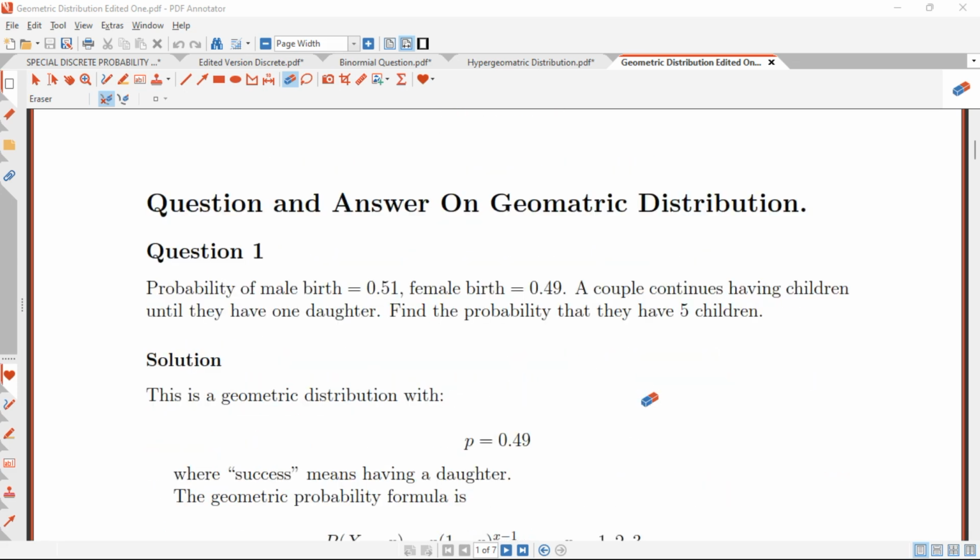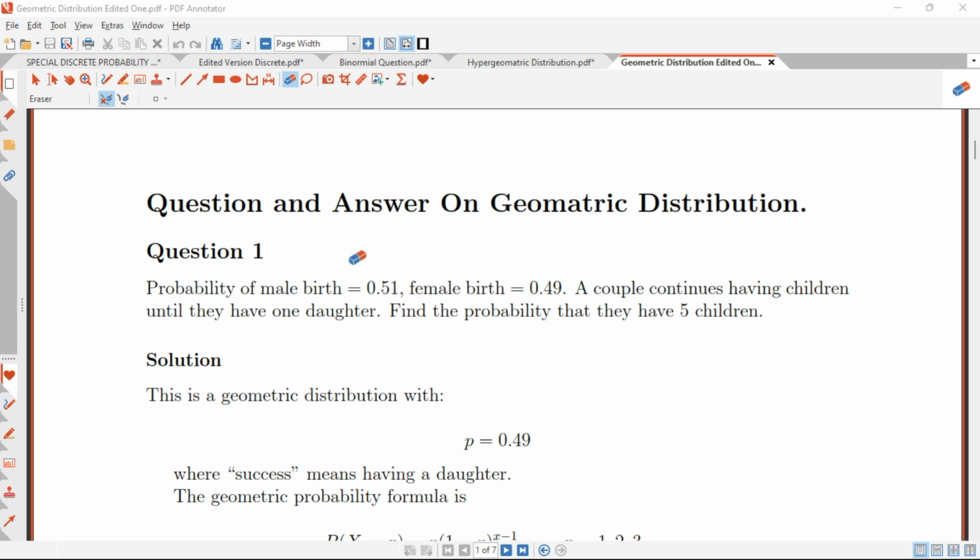Today I'm going to continue our discussion on questions and answers on geometric distribution. If you haven't watched the mathematics behind the geometric distribution, I mean the PMF, the mean, variance, moment generating function, and the characteristic function of geometric distribution, please kindly go back and watch it before you start on the questions and answers on geometric distribution, for you to really better your understanding of these particular questions.